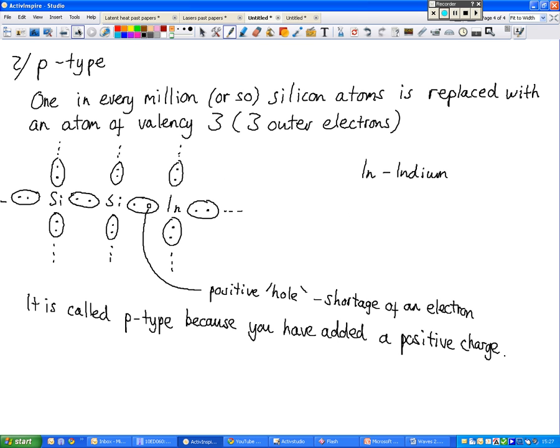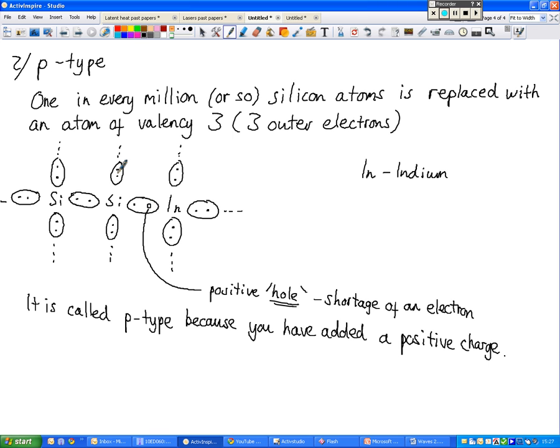The second way we can increase it is by adding really the absence of an electron, which is why it's called P-type, because we've got a positive charge. We add something of valency 3, in other words one with 3 outer electrons instead of 4. Those 3 bond with silicon, and we're left with the absence of an electron, which we call a hole, or a positive hole. That's the shortage of an electron, and it's called P-type because we've added a positive charge.